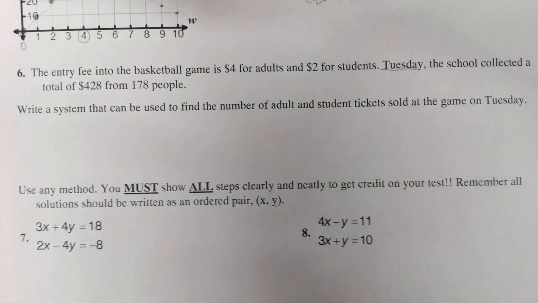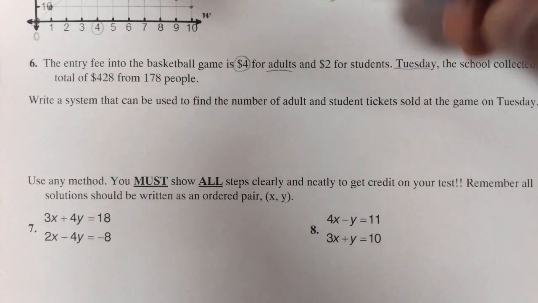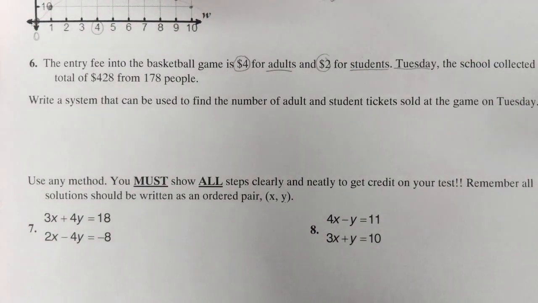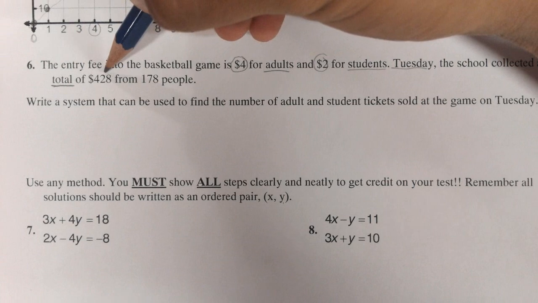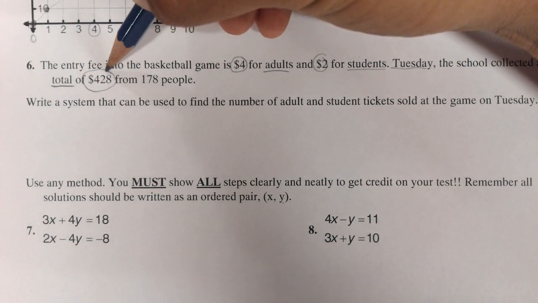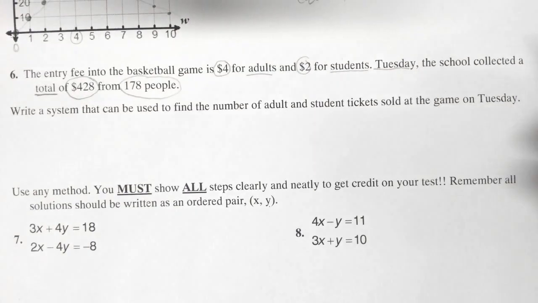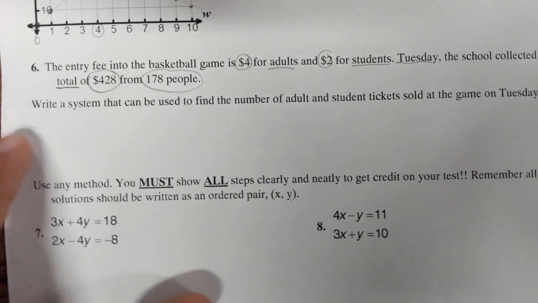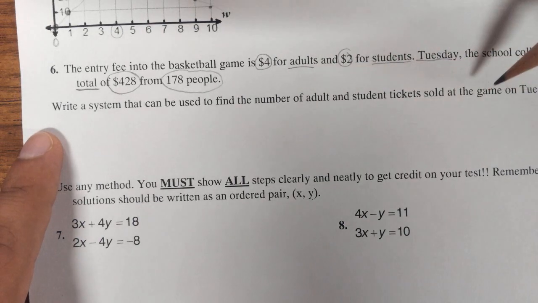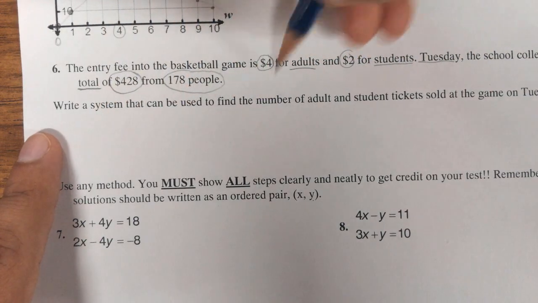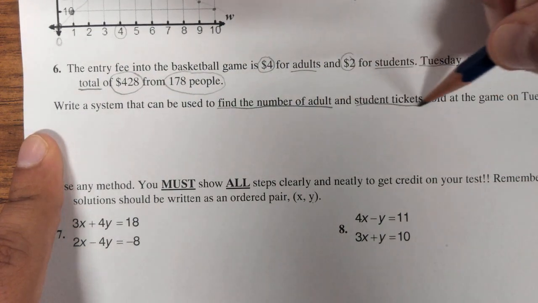So first, for number 6, it says the entry fee to a basketball game is $4 for adults and then $2 for students. Tuesday, the school collected a total, again, the key word here is total, of $428 from 178 people. All right, so again, we're going to write a system, which means 2 equations, to find the number of adult tickets and student tickets sold at the game. So again, it tells you exactly what you don't know. It tells you to find the number of adult and the number of student tickets sold.